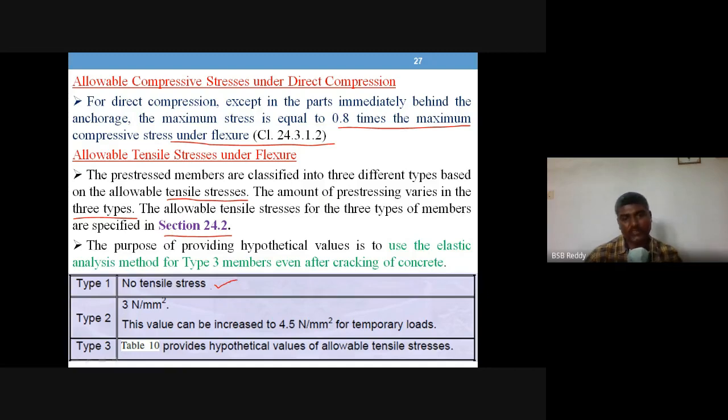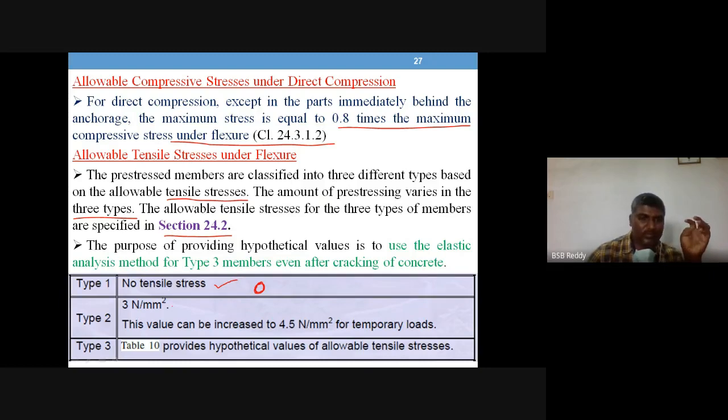No tensile stresses are permitted. So, tensile stress is 0. Allowable tensile stress is 0 for type 1 members. Wherever it is necessary, for example, liquid retaining structures, you shall not have any tensile stress at all. So you cannot permit any crack. So we call those members type 1 members, where no tensile stresses are permitted.